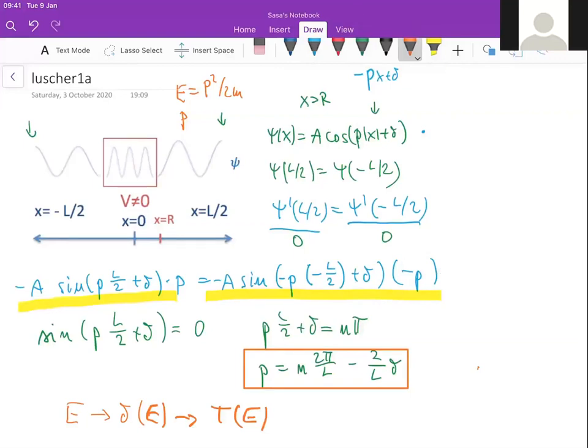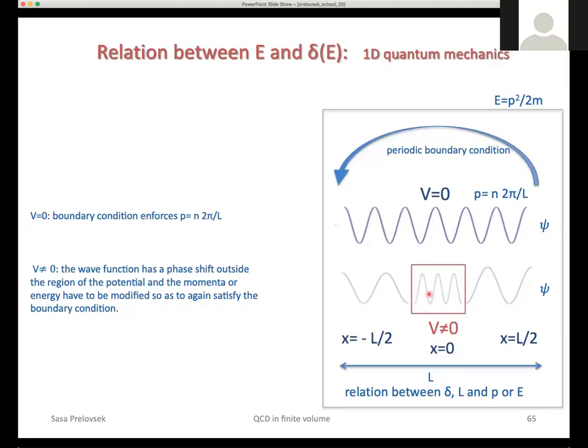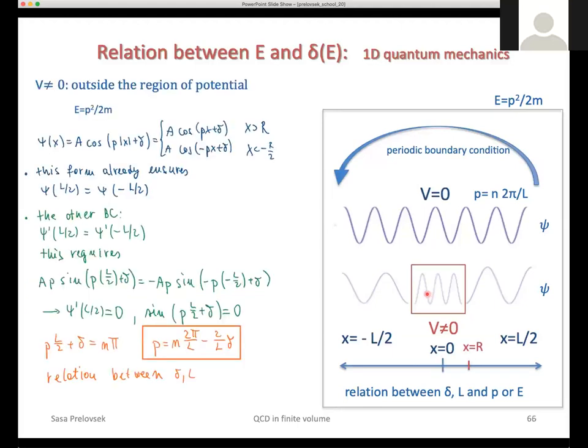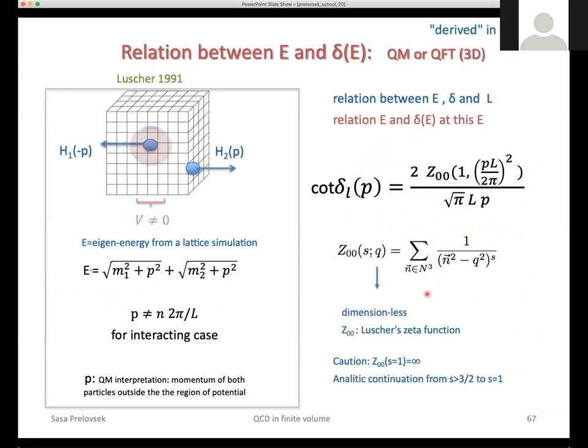Now the problem happens basically just because in the three-dimensional case, the sphere has different symmetries than the cubic box, but okay. Now let's go to the three-dimensional theory. Let me first give you the relations, and then I'll give you a glimpse of the derivation. I'll try to give you a glimpse of the QFT derivation.